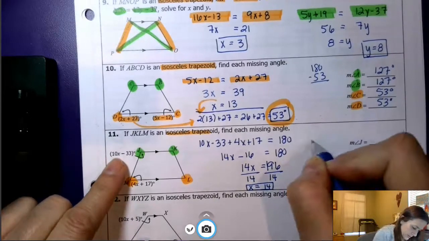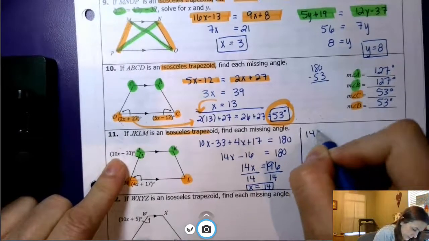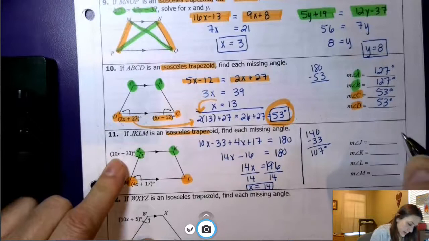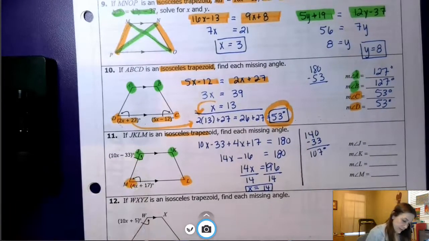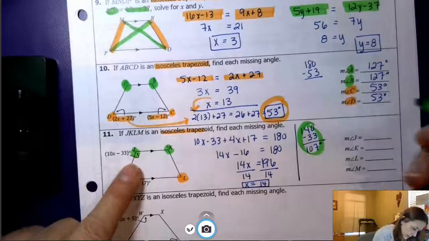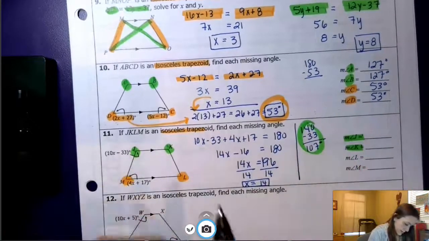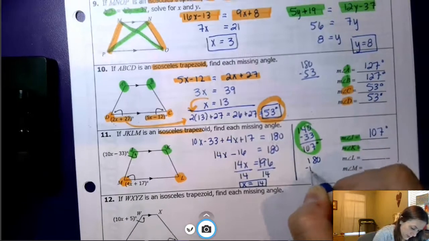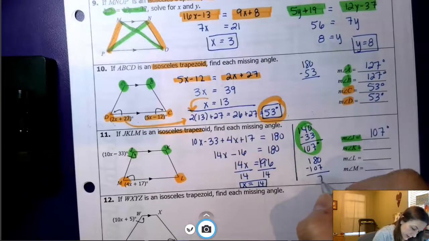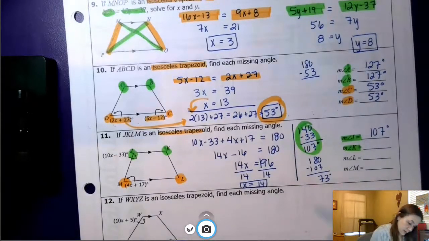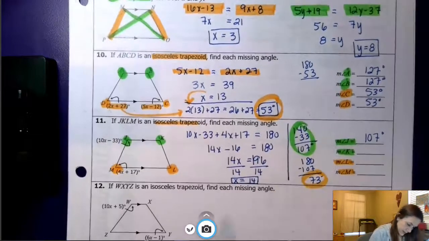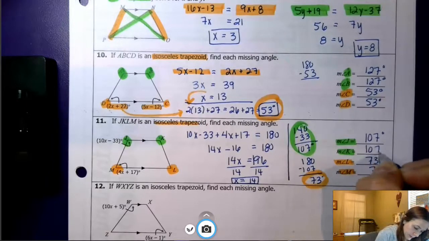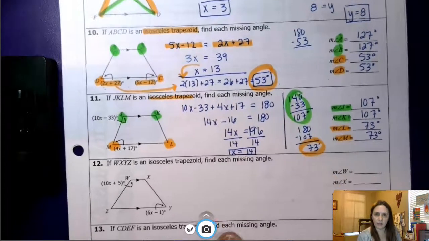10 times 14 is going to be 140. Minus 33 is going to give us 107. That's my green angle. So the green angles here are going to be J and K. Those are 107. If I subtract 180 minus 107, I end up with 73 degrees for my orange angles, which are going to be L and M, for 73. So just kind of color code so you can see what's going on and where those numbers are coming from.